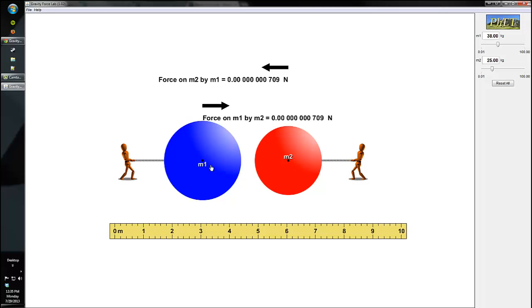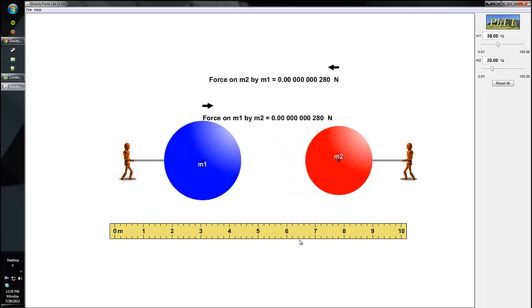So this simulation is very bare bones. It doesn't have a whole lot of complexity to it. There's not a whole bunch of different tabs or anything like that. But it's just really good.